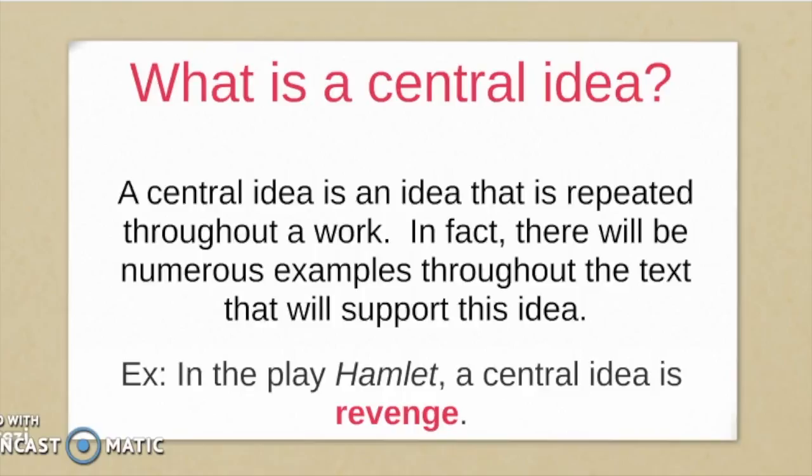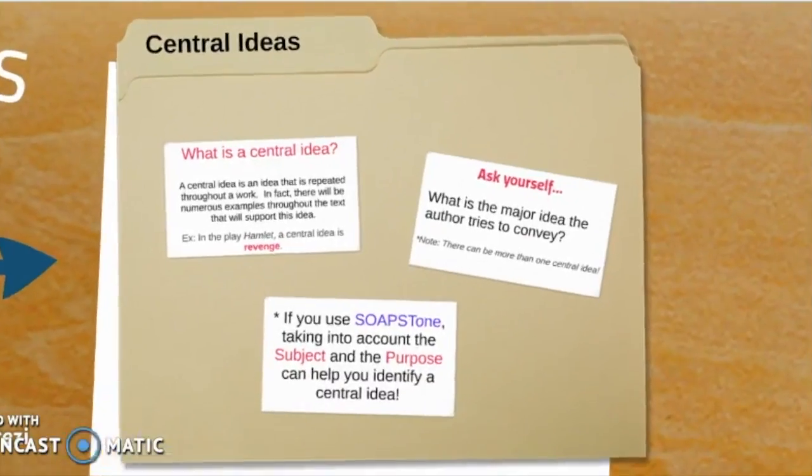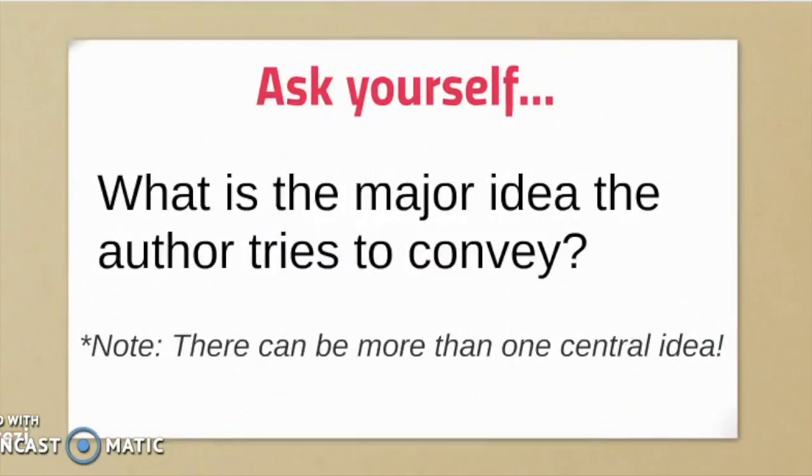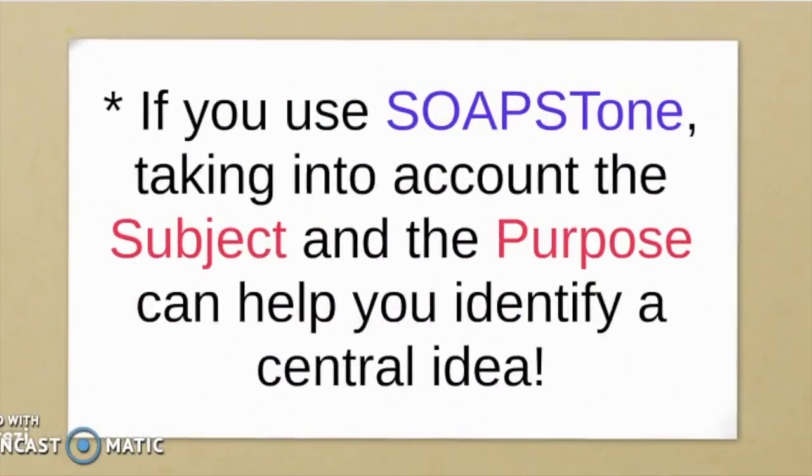For example, in the play Hamlet that we've read in class, we see over and over again Hamlet, as well as other characters in the play, trying to get revenge. This is a central idea of the play. So while you're reading, you need to ask yourself, what is the major idea the author tries to convey? Keep in mind that there can be more than one central idea to a work. If you're familiar with the reading strategy of soapstone, taking into account the subject and the purpose can help you identify a central idea of a work.